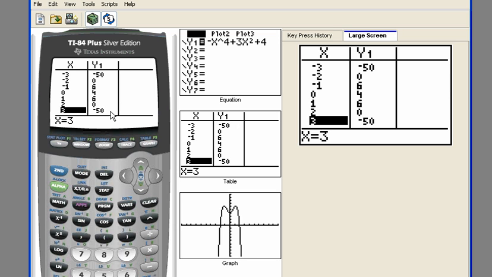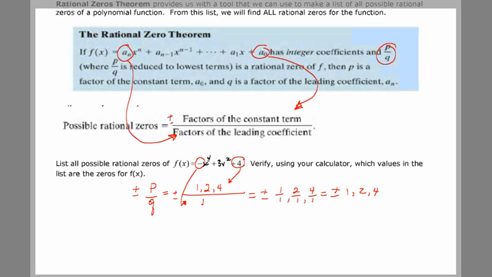Yeah, because of the nature of it being an even function, symmetry across the y-axis, I have a 0 at -2 and a 0 at +2. The question to you is, are those numbers found in your list? Yeah, they are. So on the calculator, we find -2 and +2 are zeros, and these are found in the list.